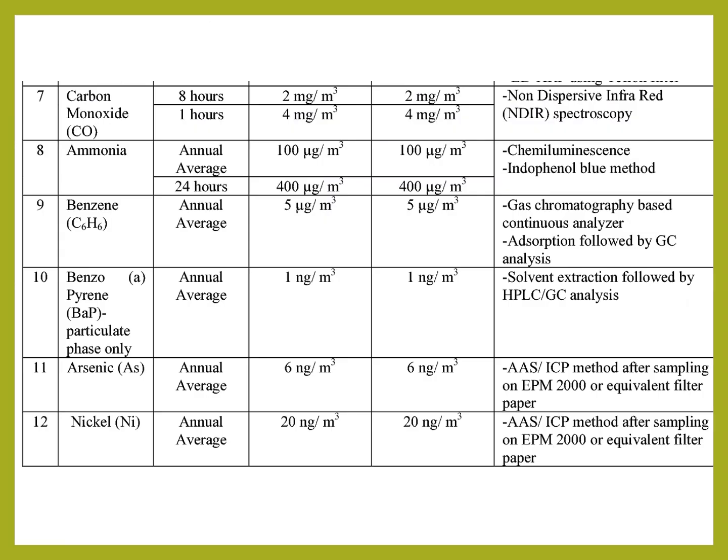Here carbon monoxide, ammonia, benzene, then benzopyrene, particulate phase only, then arsenic, nickel, etc. So these are the limits that are to be followed if you want to maintain air pollution within limits. So national ambient air quality standards are generally followed in India.